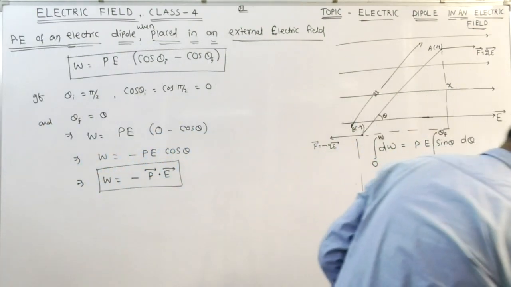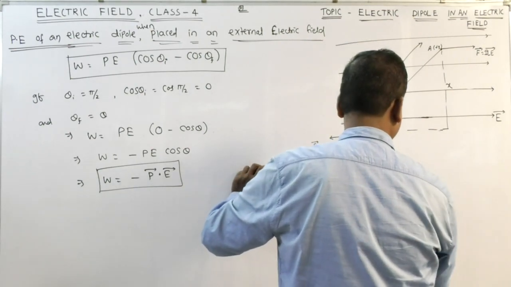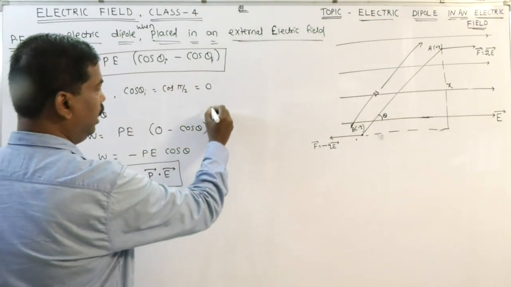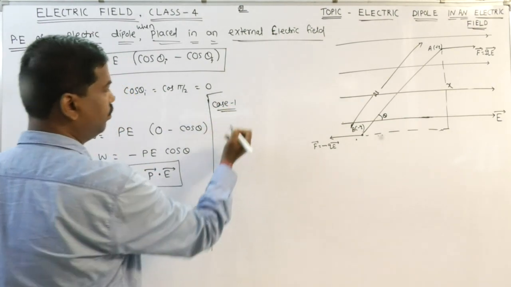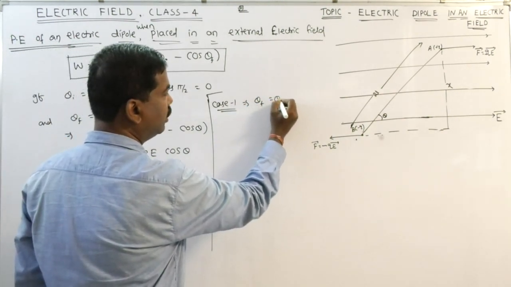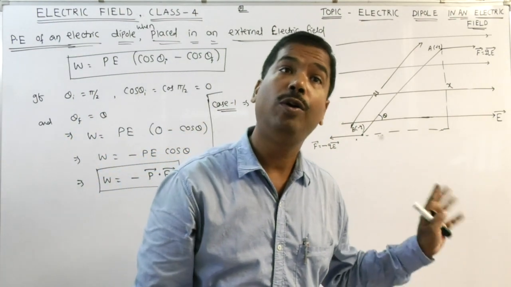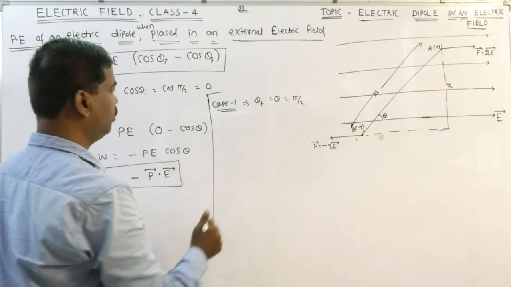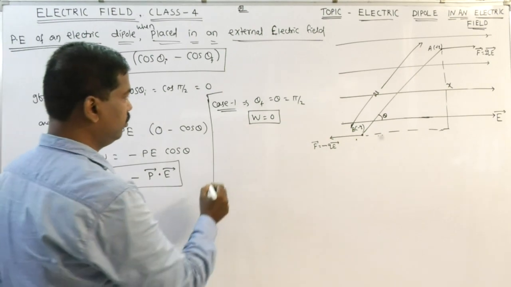Okay, now I will discuss the three cases. Case 1. If the final angle theta F is equal to theta, equal to pi by 2, it means the initial angle is pi by 2 and the final angle is also pi by 2. Then how much? Cos pi by 2, again 0. So the work done is 0. Case 2.